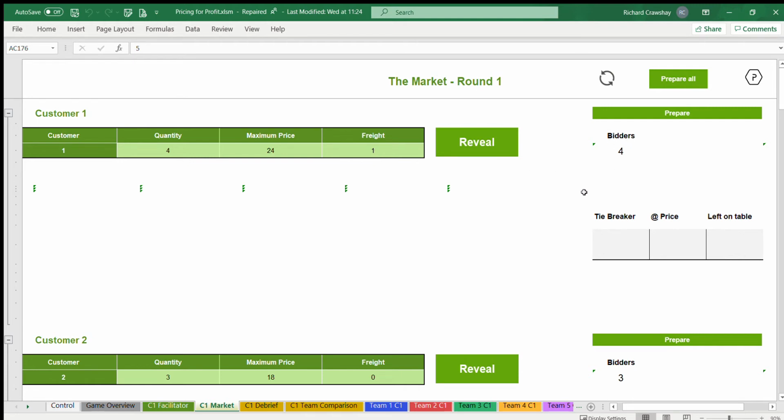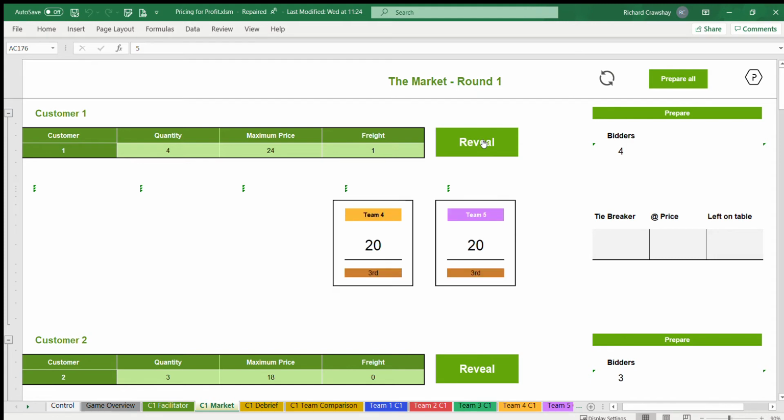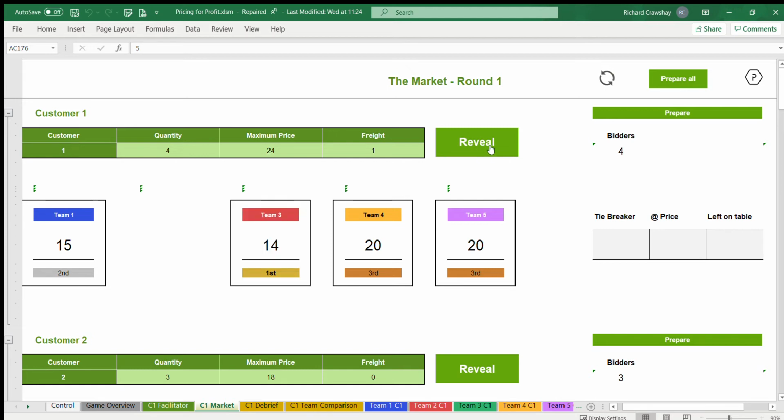Now, there are 4 bidders for customer number 1, so we're going to reveal them in reverse order. So, in equal third place, we have Team 4 and Team 5, both who bid 20. And then in second place, we have Team 1 with a bid of 15. And the winner is Team 3 with a bid of 14.